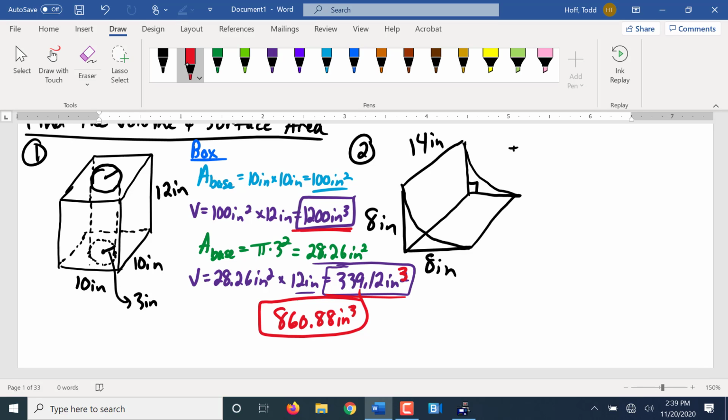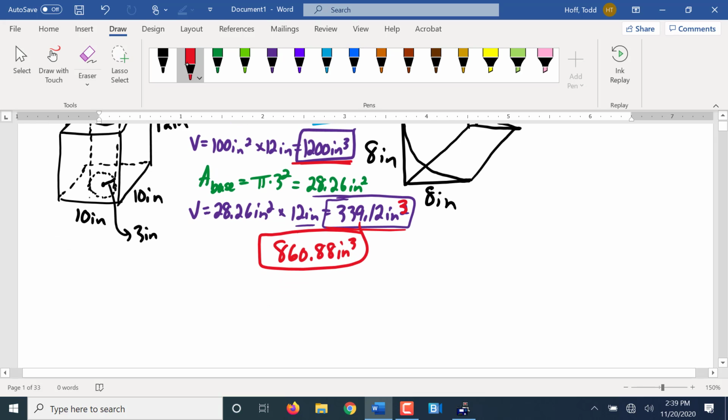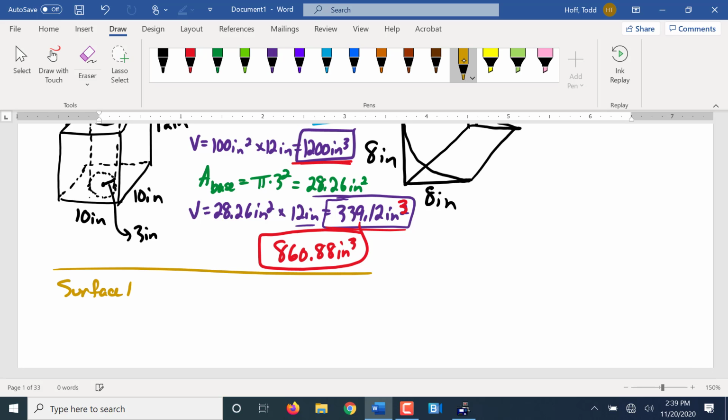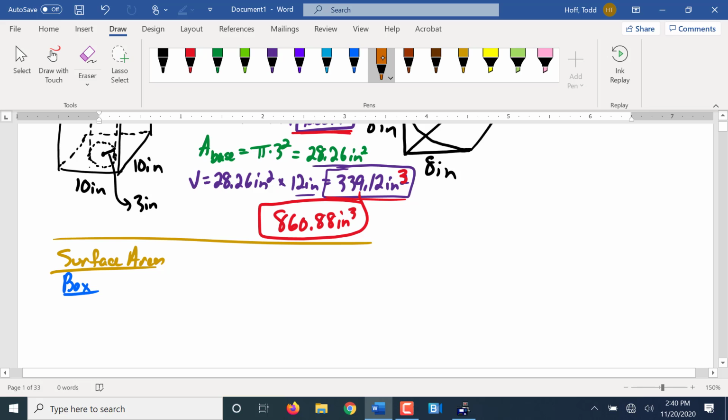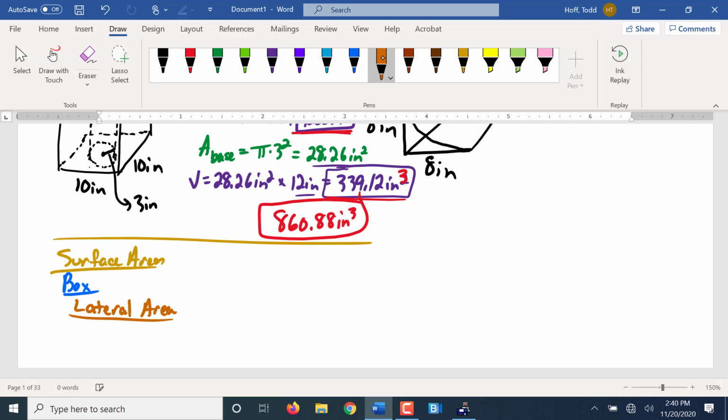Surface area, excuse me, is going to be a little bit more difficult. So we're going to start with the box again. And of course, we have the area of the bases, so we're going to focus on the lateral area first. What are the two things we need to know for lateral area? The perimeter around the base and the height.